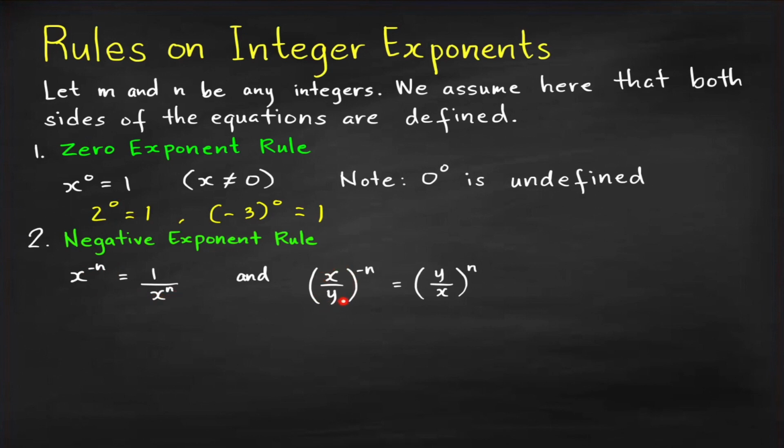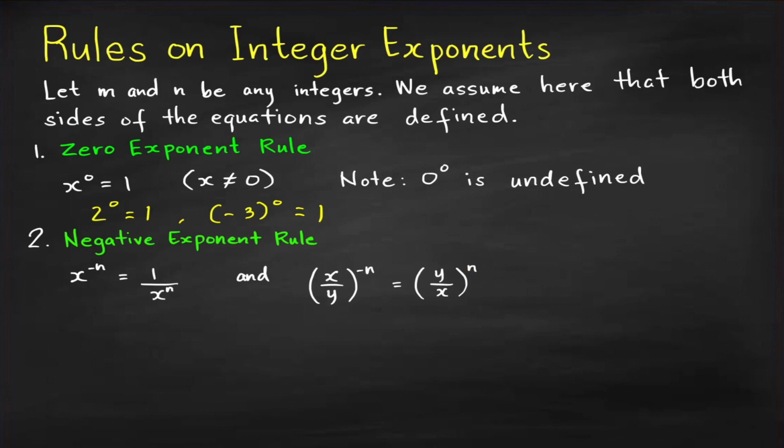Now, if you have a fraction x over y raised to negative n, and you want to make the power positive, then you have to flip the base, or flip the fraction. So from x over y, you write it as y over x. And when you flip the fraction, you have to change the sign of the power, so from negative n to positive n.